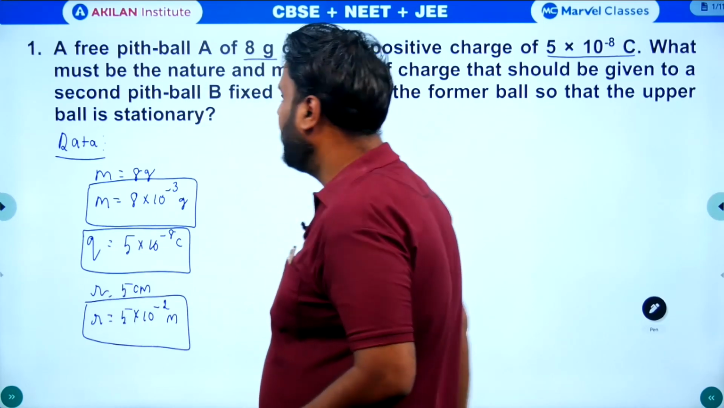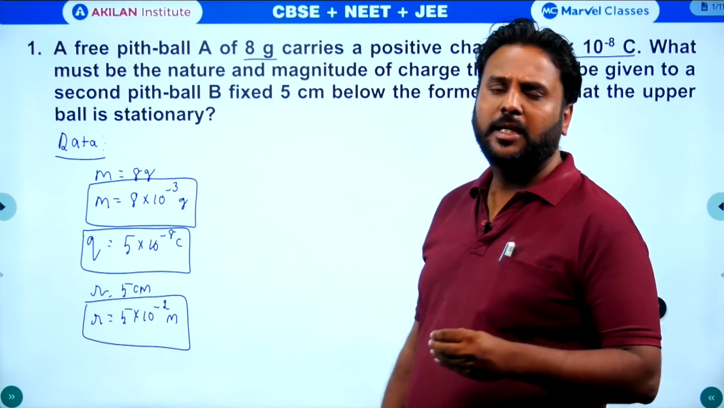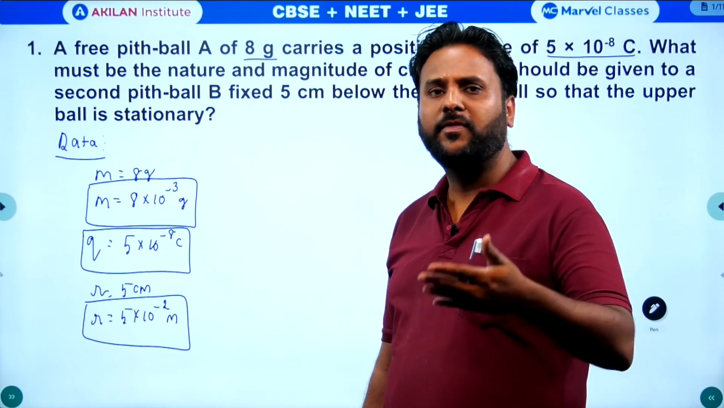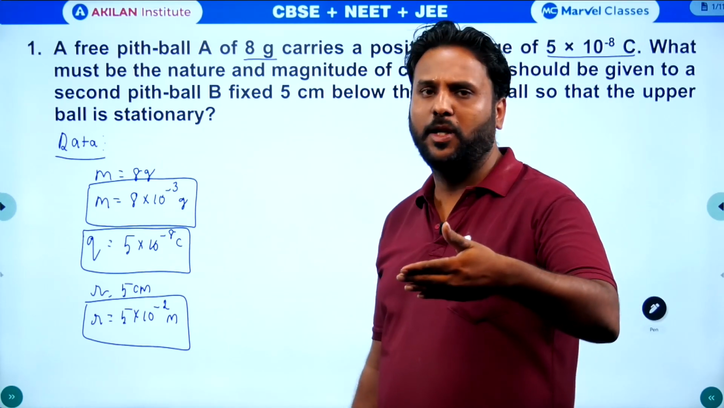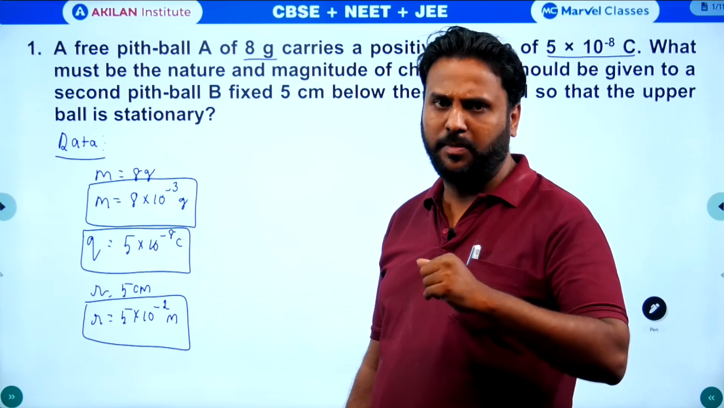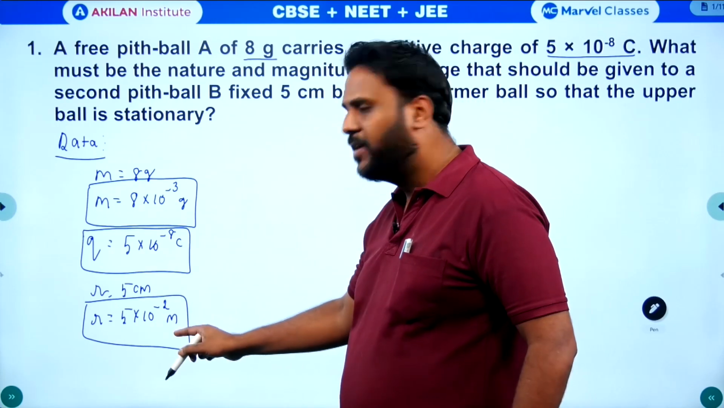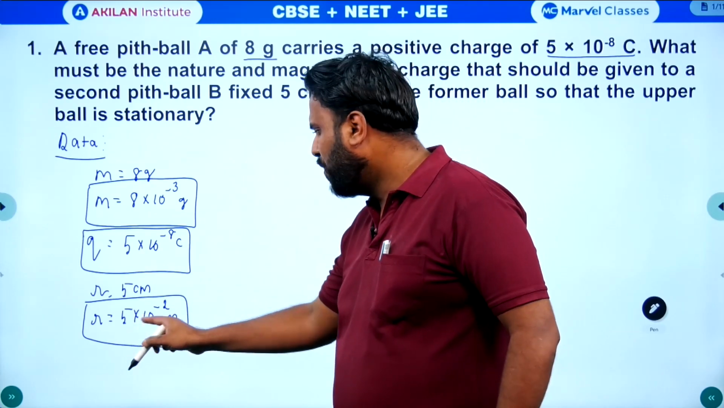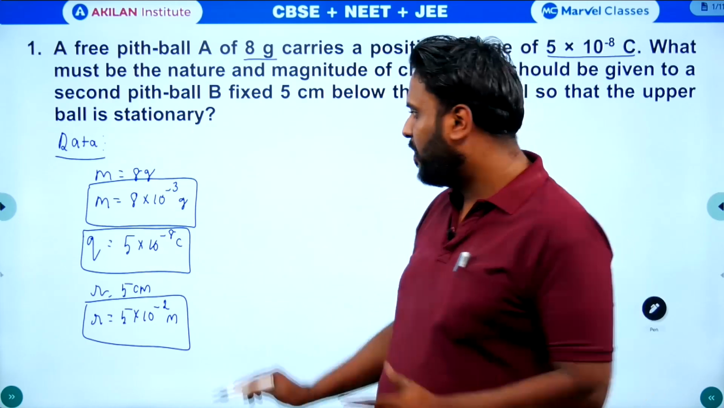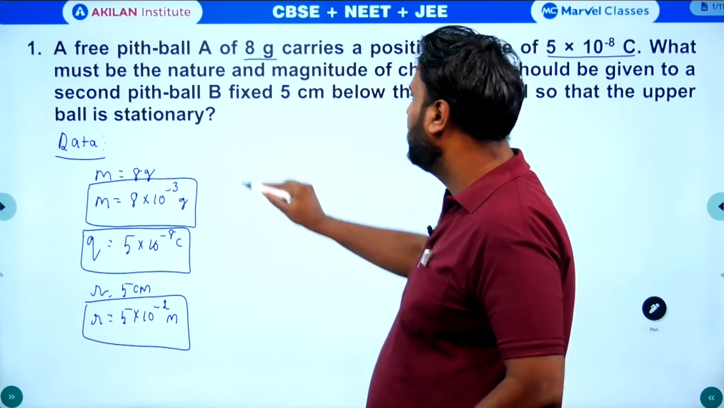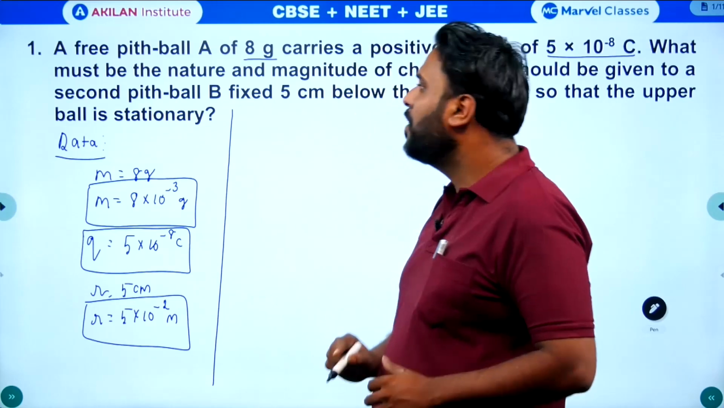Students, listen carefully. Anything as length, mass, time, we have to convert: mass as kilogram, time as second, length as meter. So here I am converting centimeter into meter: 5 into 10 to the power of minus 2 meter. So the data we have written very clearly. This is the data. Now we have to go to the concept.